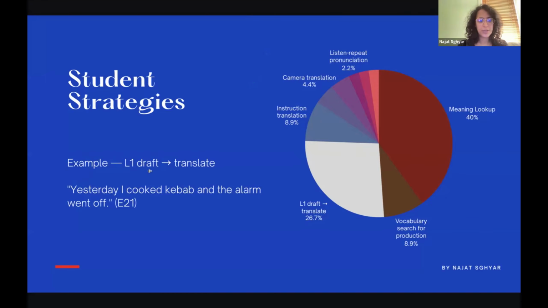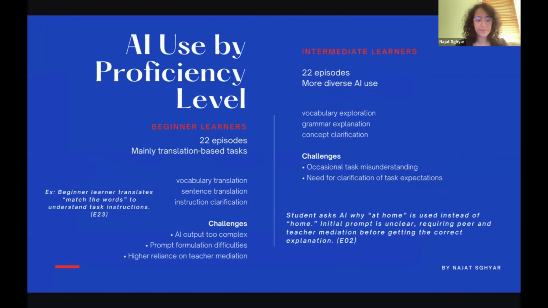For example, one of the students needed to put the sentence, the alarm went off, and she didn't know how to say went off. So she used Google Translate, wrote went off in Dari. It translated for her. She knew how to say yesterday I cooked kebab. So she was able to produce this beautiful sentence.